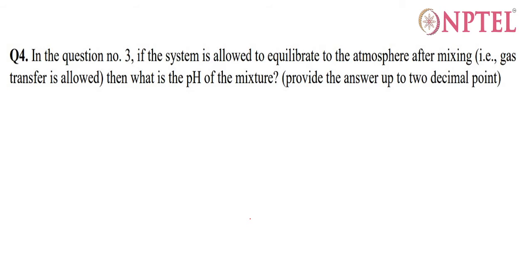In this question number 3, if the system is allowed to equilibrate, you can take the data from the previous question. If the system is allowed to equilibrate to the atmosphere after mixing, like before it was a closed system, now we are thinking it's an open system after mixing also, then what is the pH of the mixture? Same thing or with a small change?